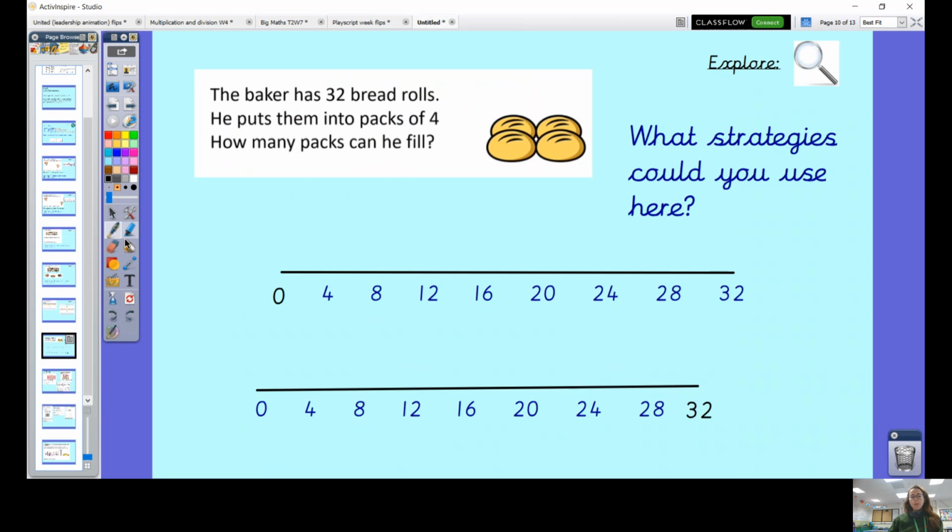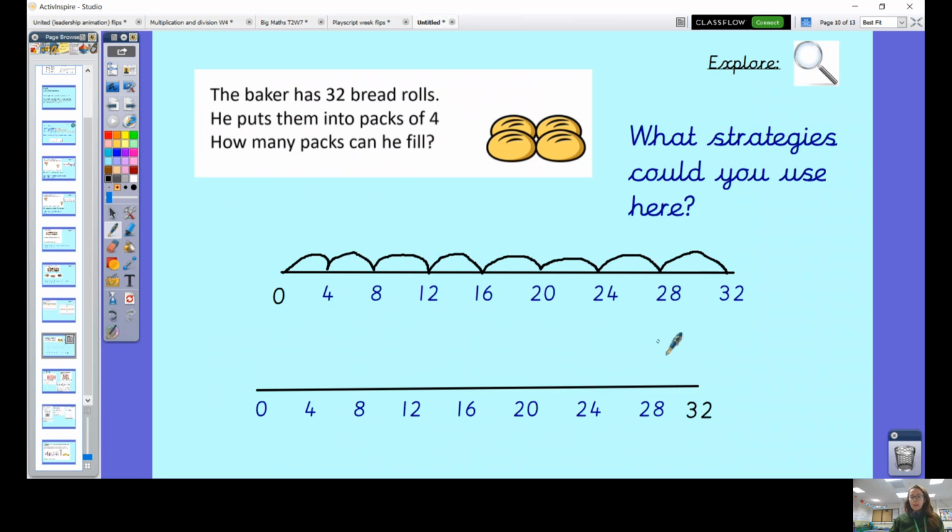And I want to show you one more way that we could solve these sorts of problems, a way that you could use in your maths today when you get on with your activity. We could use a number line, and we could jump up from 0 in 4s and see how many jumps we've got when we get to 32. So we could do 4, 8, 12, 16, 20, 24, 28, 32. Each jump represents a pack. So I've got 1, 2, 3, 4, 5, 6, 7, 8 packs.